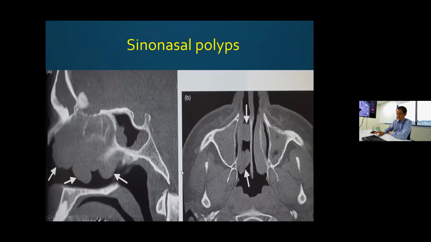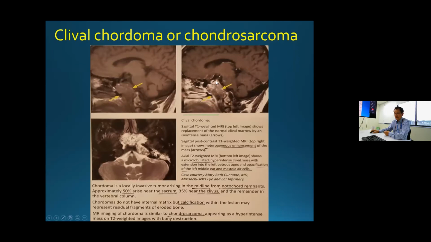But this irregular mass lesion in the clivus, that's a chordoma. Chordoma occurs most in the clivus and sacrum. And location-wise, it's a bad tumor. But chordoma versus chondrosarcoma look alike on images.